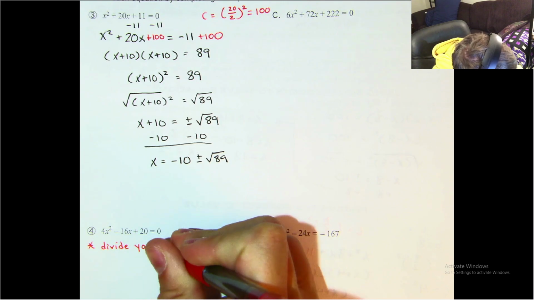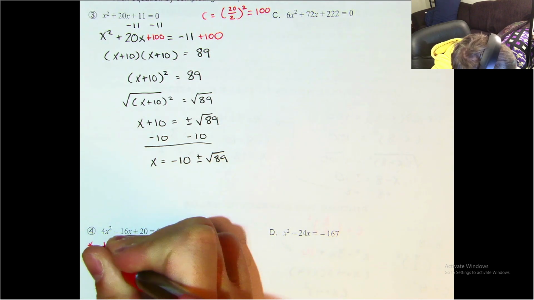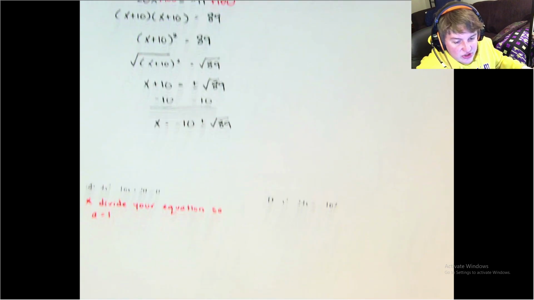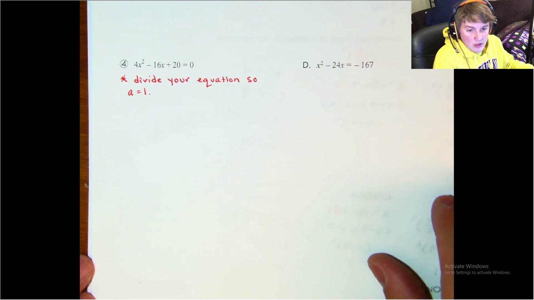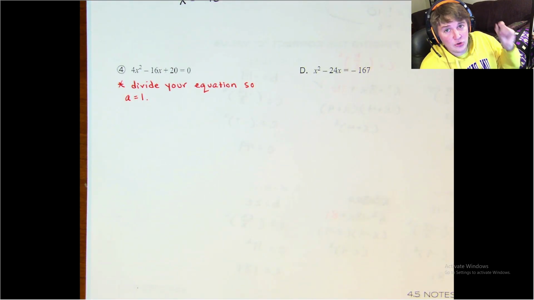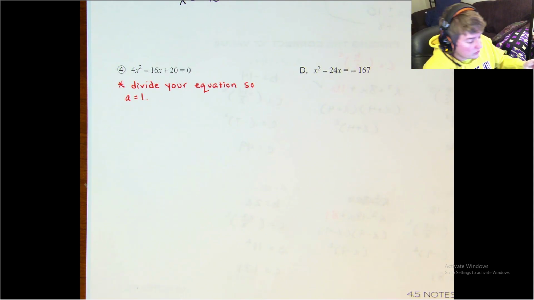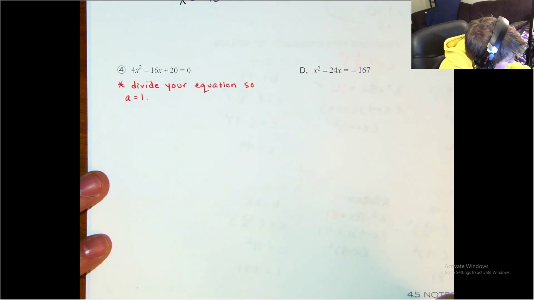Divide your equation, so a is equal to 1. I'm sure there are other methods you can try when a doesn't equal 1, but we're just going to go under the assumption that you cannot do these problems unless your a value equals 1. So that means we're going to have to do a little division here.